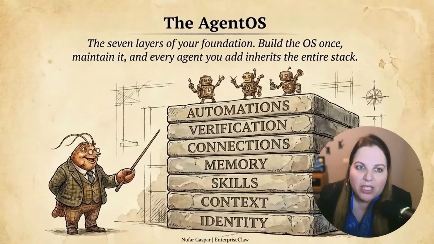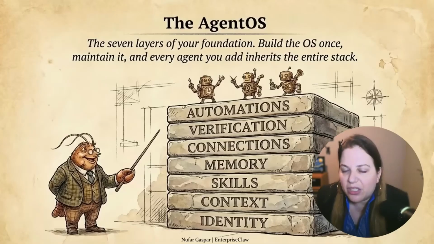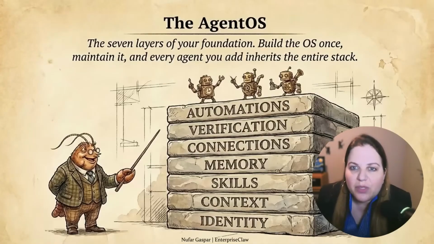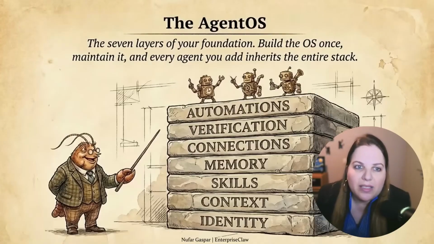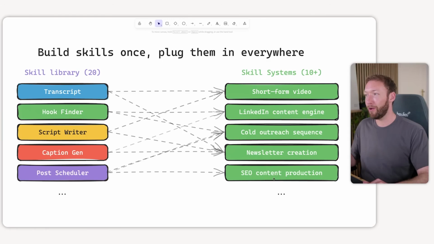And all of your agents will run on top of these layers. And each agent is basically inheriting the whole foundation. So the OS is what makes an agent effective, regardless of which tool you use and regardless of how many agents you add over time. You build the OS once, you maintain it, and then every agent you add gets better because the foundation is there. And we're going to walk through our blog articles.